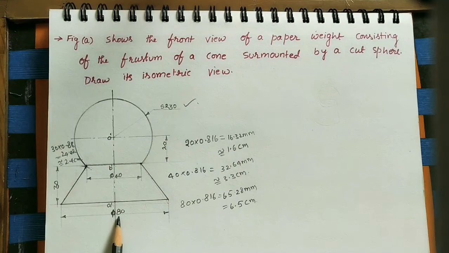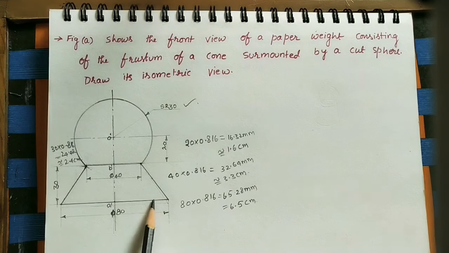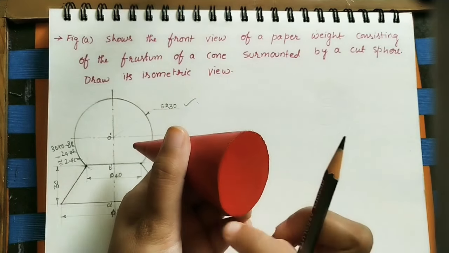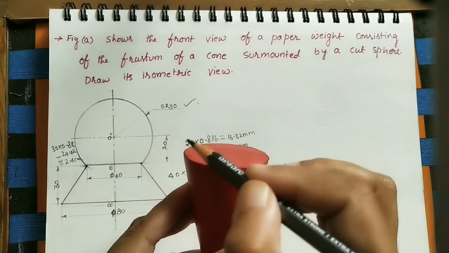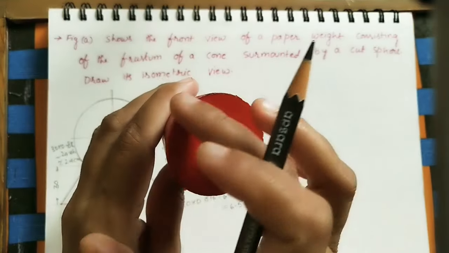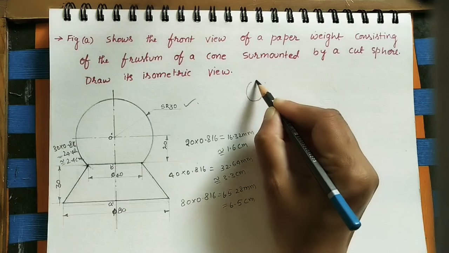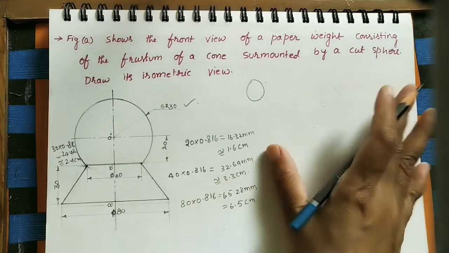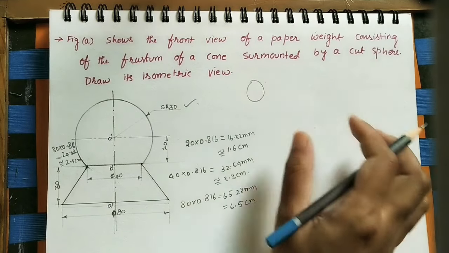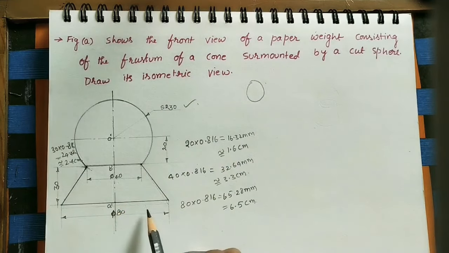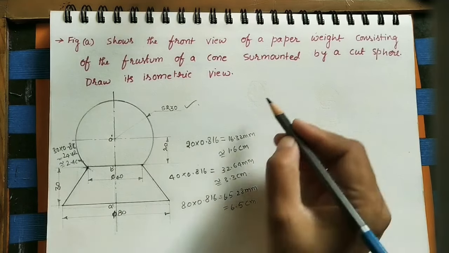So this is diameter 80 given. Diameter means the bottom surface of the frustum of a cone. What is the bottom surface? It is a circular one. This circle in the isometric view looks like an ellipse. So for that, initially we have to take this circle. I will do it roughly here. You do all this rough work on separate paper, no need to do it in the sheet. Just for explaining, I am taking the rough diagram here. By using it I will do the isometric view. So this diameter is 80, this diameter is 80. This bottom surface is circular like this.